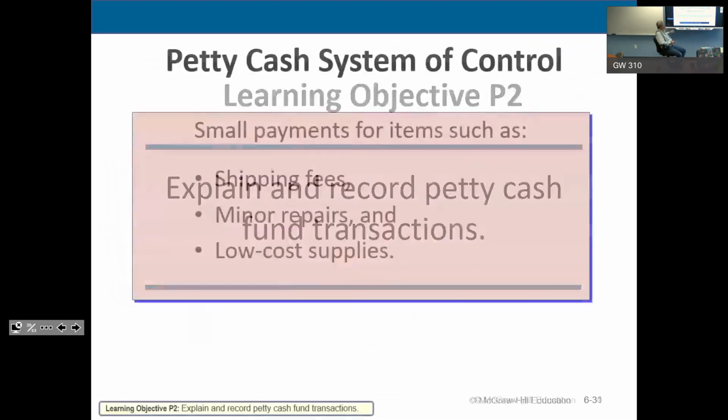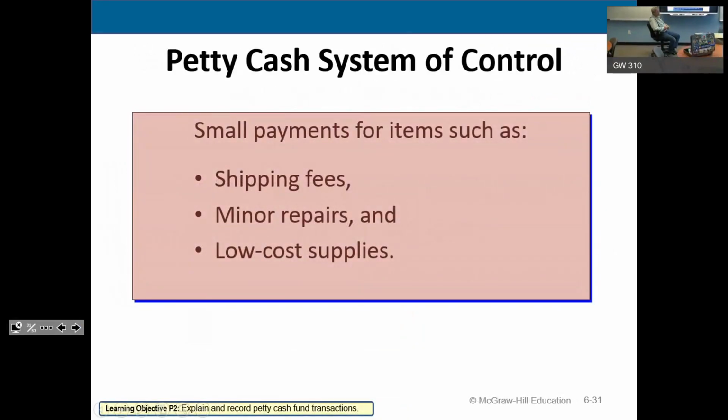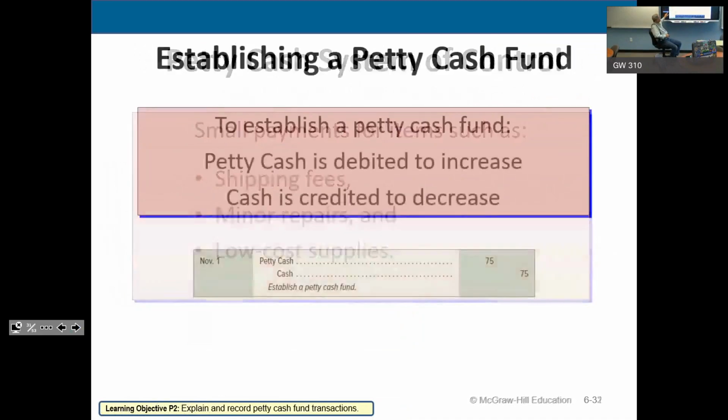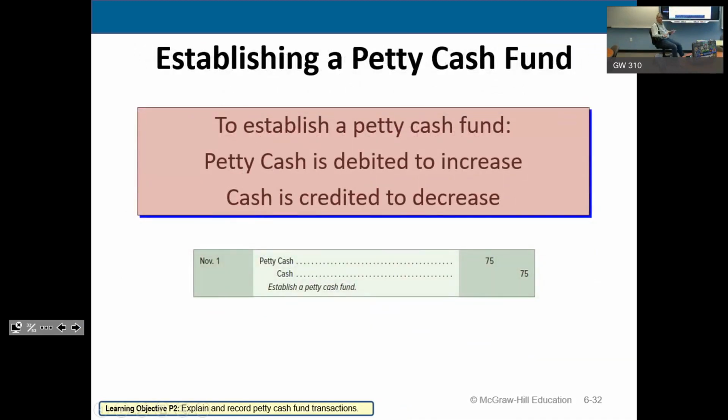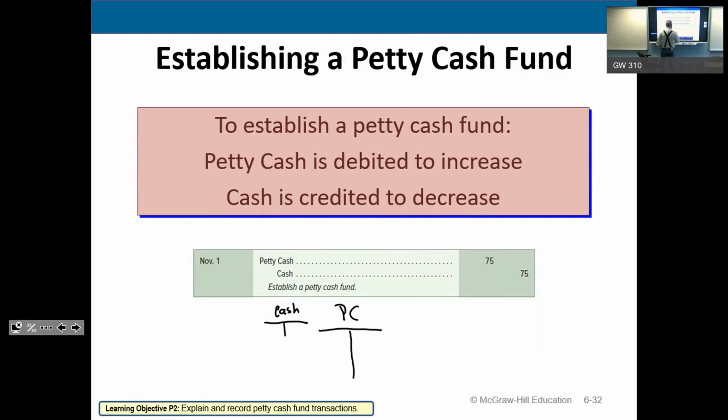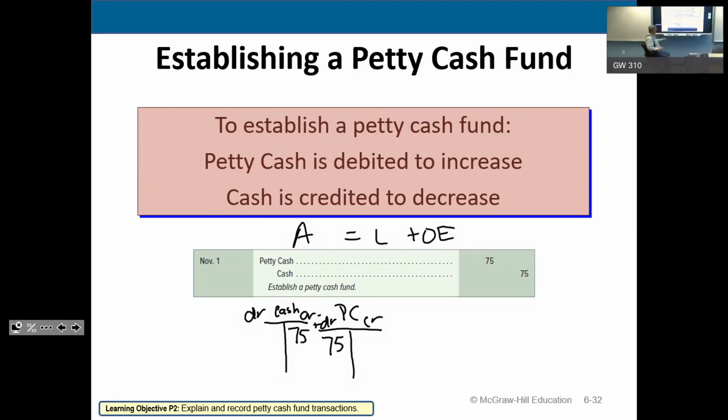Petty cash fund transactions. This is fun. Everybody's got a safe with a little bit of money in it, for shipping fees, minor repairs, low cost supplies. That's what they call it. To establish the fund, I'm gonna put $50, or in this case, $75 in the safe. All I'm doing is swapping assets here. We've got cash and petty cash, and they're both on the assets side of the equation. Debit, plus; credit, minus. So we're going to credit cash $75 and debit petty cash $75. Clear as mud. Got it.